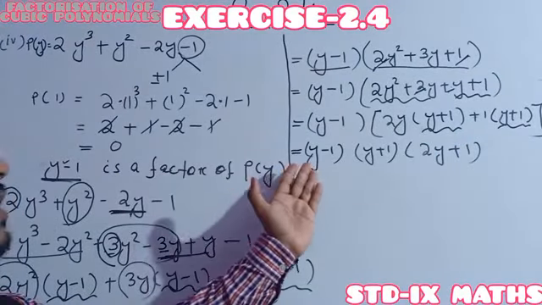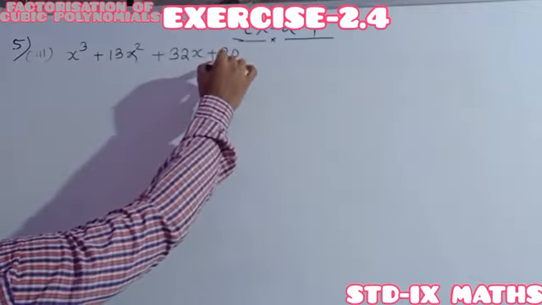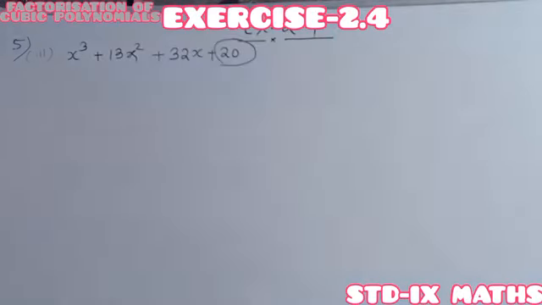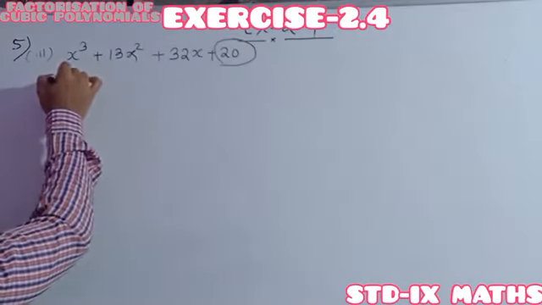Okay. See question number 3. It also asks the same. You just have to factorize the cubic polynomial. To factorize the cubic polynomial, the first target is always to give emphasis to our constant term. Our constant term is 20. So first we have to find the factors of 20.